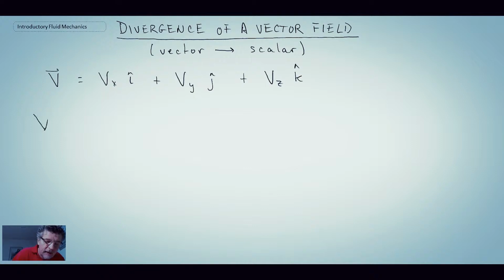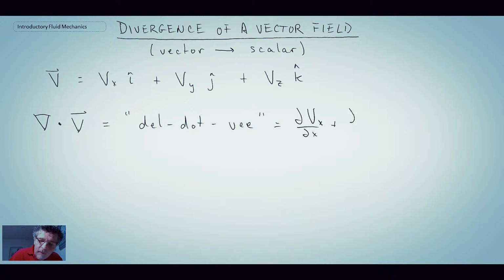And we will apply the divergence operator to that velocity field. The divergence operator, we call that del dot, and in this case it would be del dot V. So that's how you would say that, del dot V. And when we write it out mathematically, this is what it is. So that is the divergence operator. We will see it in the continuity equation when we look at conservation of mass.